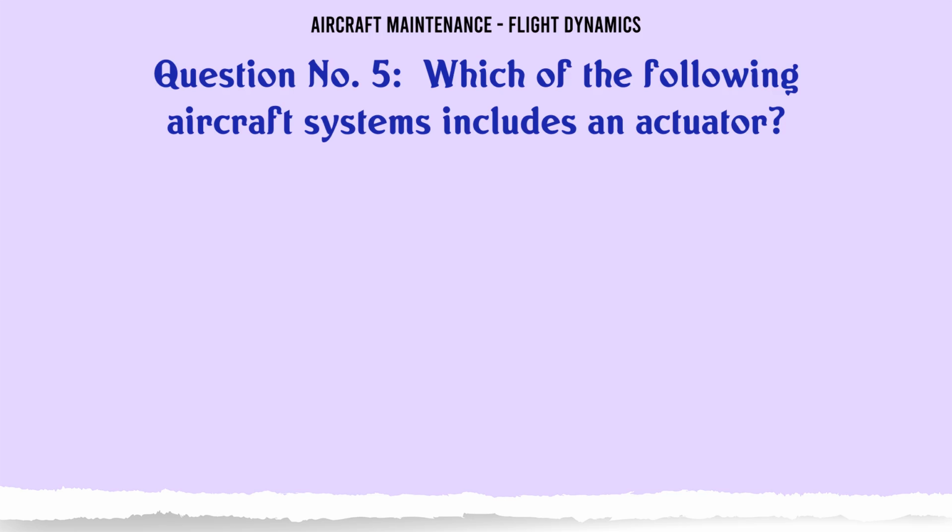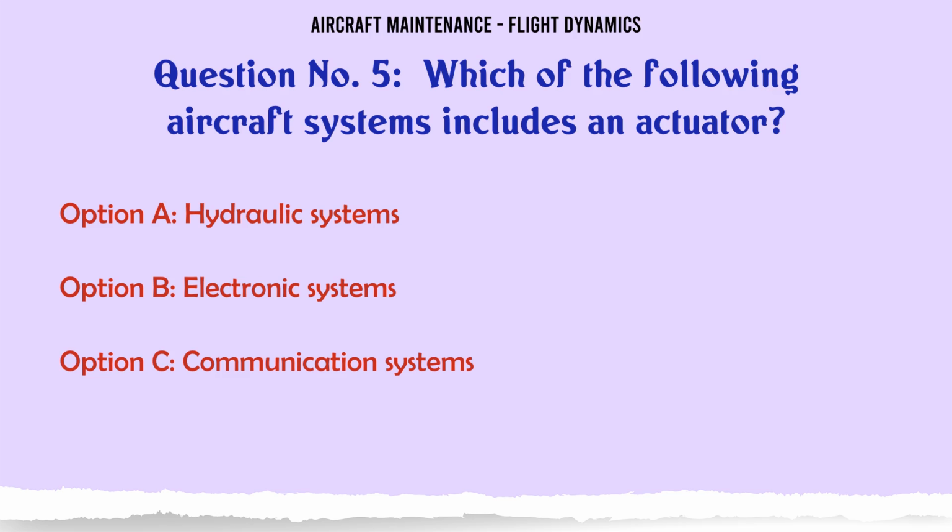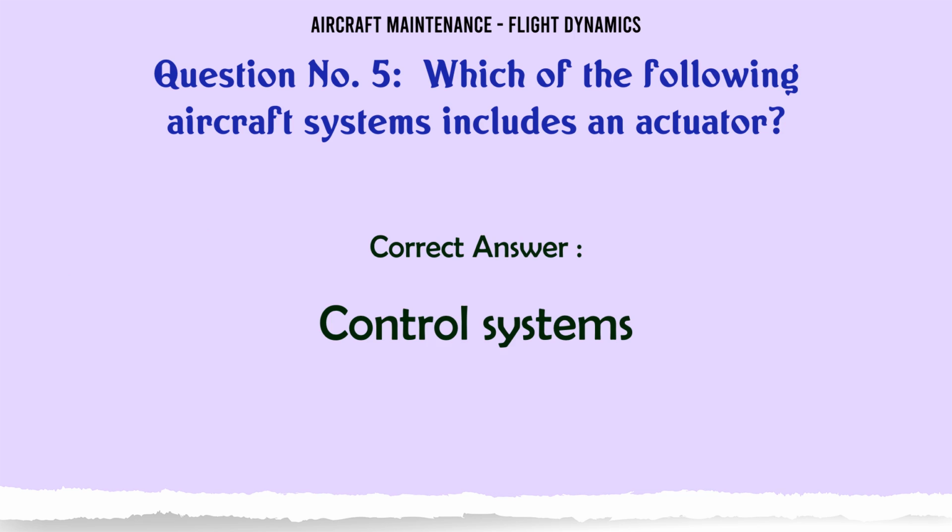Which of the following aircraft systems includes an actuator? A. Hydraulic systems. B. Electronic systems. C. Communication systems. D. Control systems. The correct answer is control systems.